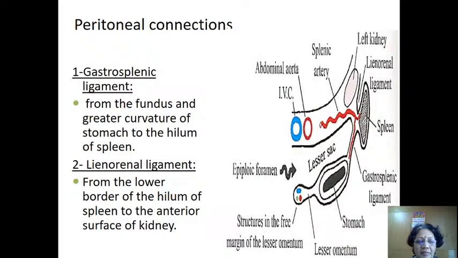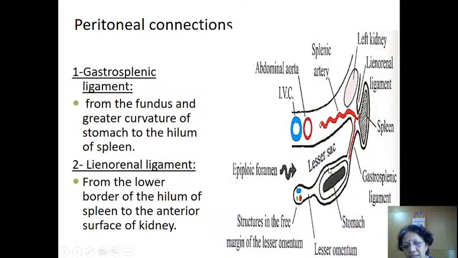So again, a little bit out, because any of these can be asked as a singular question in which you have to know where it is and what it does. So the gastrosplenic ligament connects the fundus and greater curvature of the stomach to the hilum of the spleen, and the lienorenal from the lower border of hilum of spleen to anterior surface of kidney.